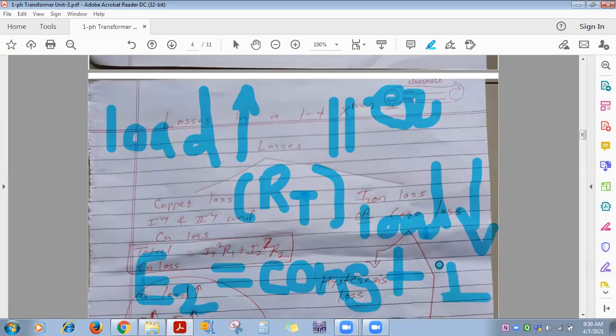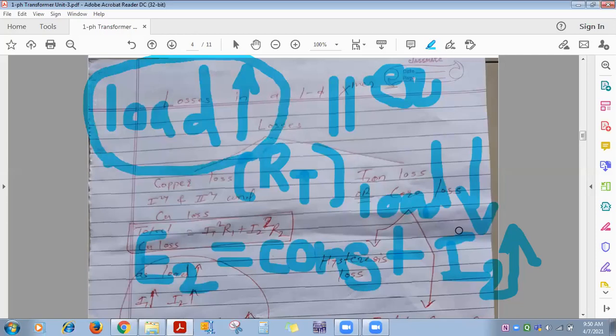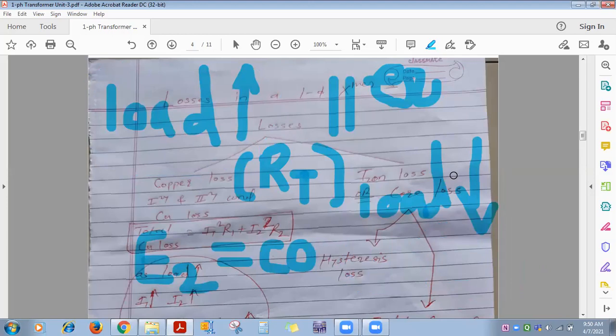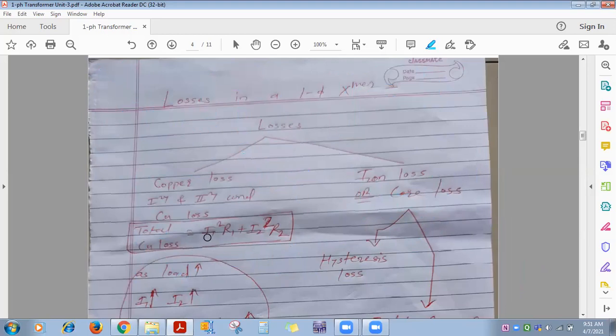And I1 also increases, isn't it? Sorry, I2 is increasing and I1 is also increasing. Means what is the conclusion? As I go on increasing load on transformer, I1 also increases and I2 also increases, isn't it? This one previously also we have seen. You go on increasing load on transformer, I1, I2 increases, W1, W2 increases. Now here load you are increasing, I1 is increasing, I2 is increasing.